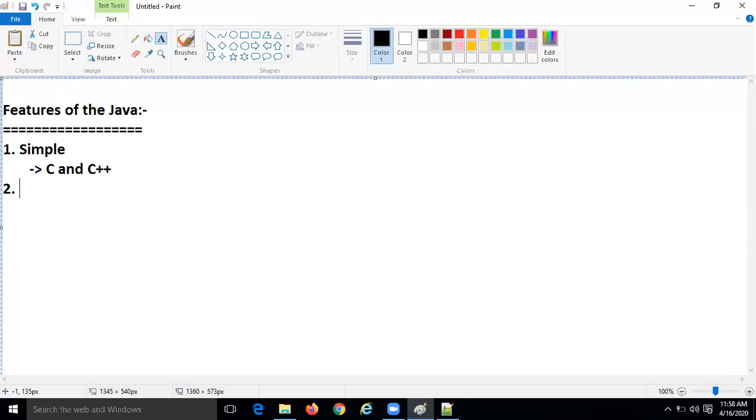Next one. Object oriented programming. One more feature. Java is object oriented programming. But some people say Java is purely object oriented. No, no. Java is object oriented, but not pure object oriented. It is a partial object oriented programming language. Why, sir? It is not pure object oriented. Many reasons are there. Let me tell you something.